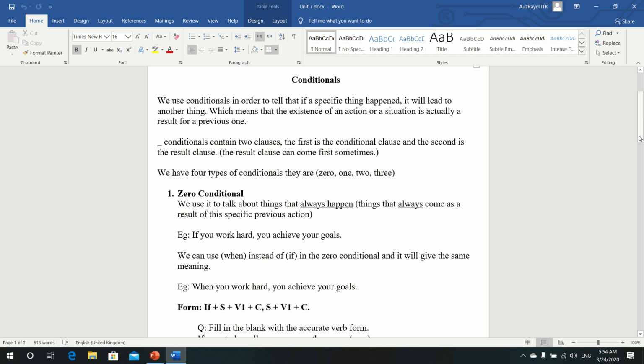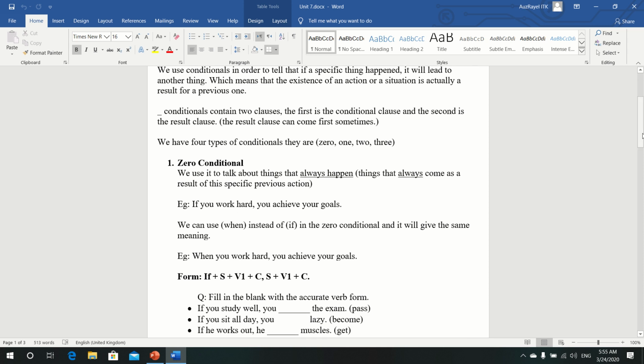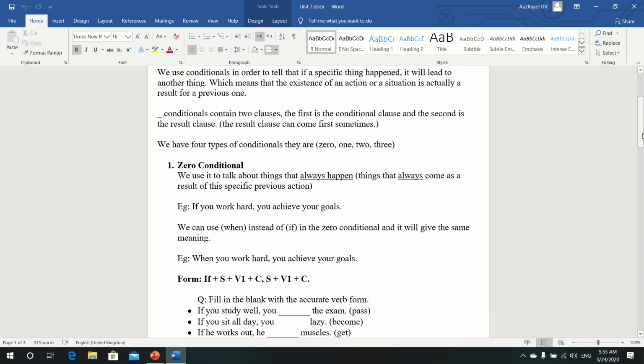Yes, so conditionals contain two clauses. The first is the conditional clause and the second is the result clause. Okay, the result clause can come first sometimes. So it's not a must for the if clause to come at the beginning of the sentence. Sometimes it comes in the middle, but when the if clause comes in the middle, we omit the comma. Okay, there is no comma if the if clause comes in the middle, and we put a comma if we put the if clause at the beginning of the sentence.